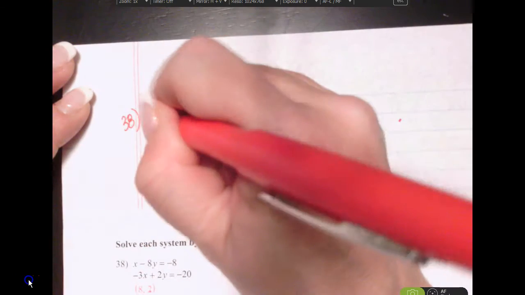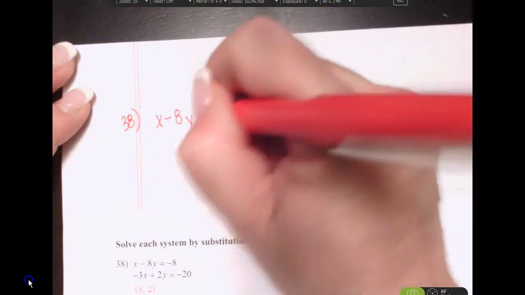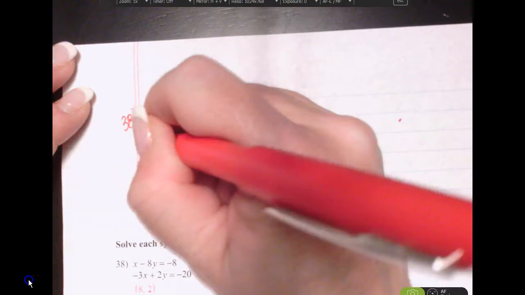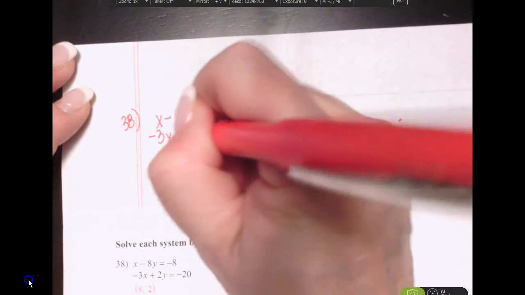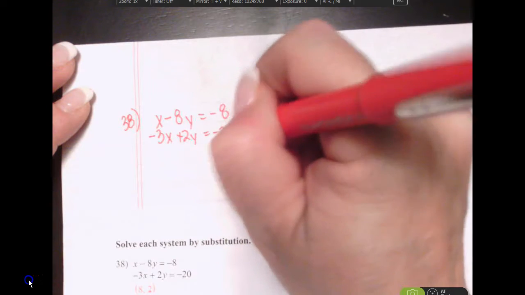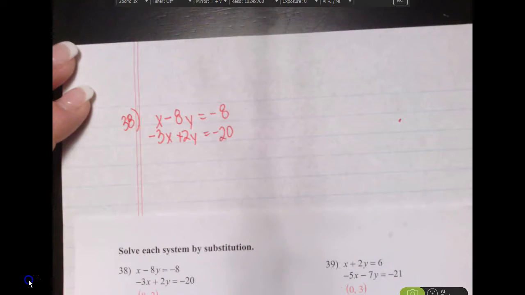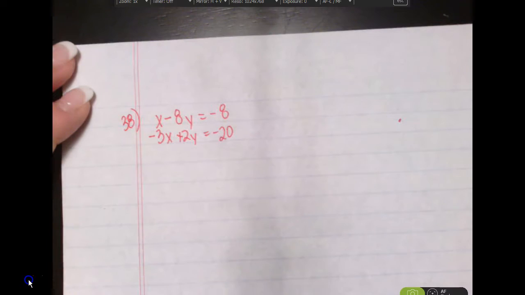So my last page is solving systems by substitution, and I need lots of room for those, so I'm going to recopy the problems onto my notebook paper, and then I'm going to move my review sheet so I have room to work the problems.